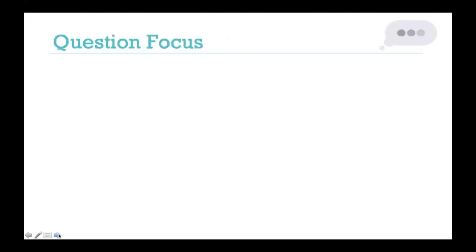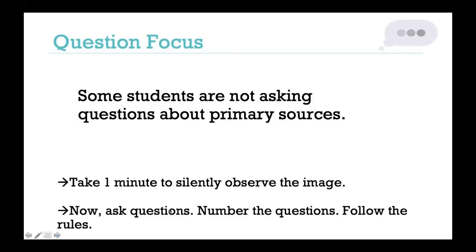All right, so I'm going to set a timer. Let's see what we can do in about 3 minutes. I'll put the topic up on the screen. You're going to ask as many questions as you can on your own paper. So you're just asking questions about the statement on your screen. Some students are not asking questions about primary sources. I'll give you a time check. Just ask as many questions as you can on your own paper starting now.